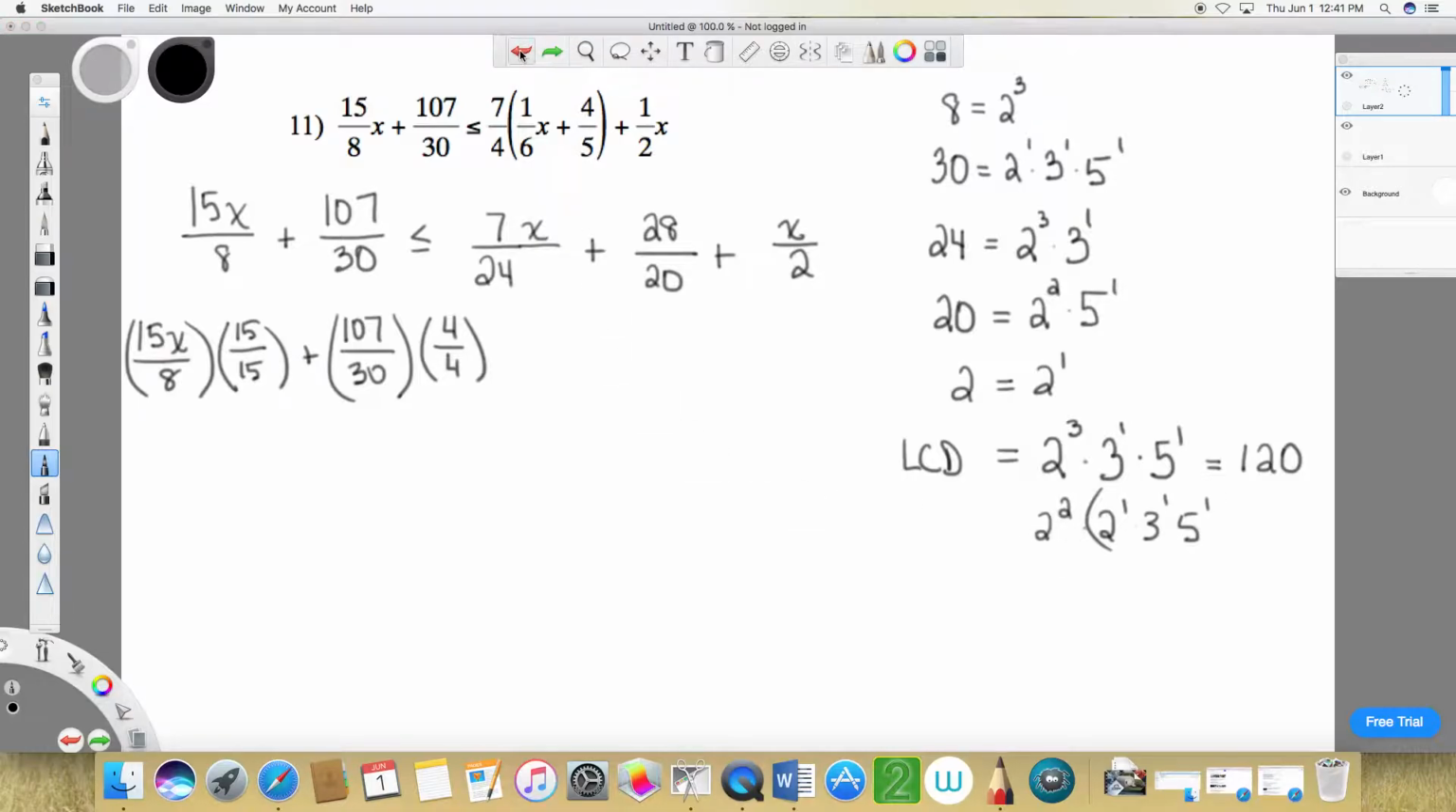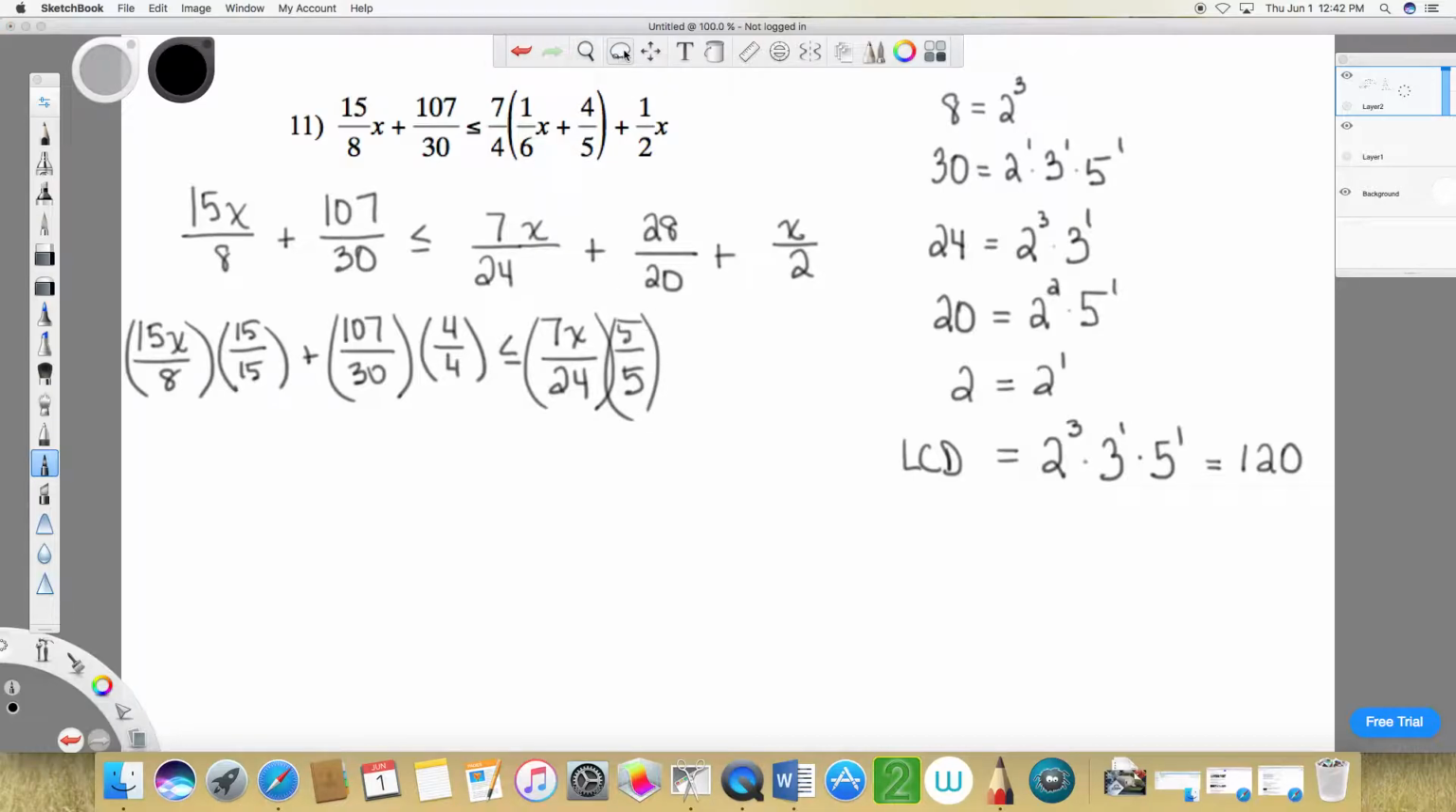And I can look at those prime factorizations, and I can see what I need to multiply by. So here for 24, I need to multiply 24 times 5 is 120. So I need to multiply by 5 over 5.